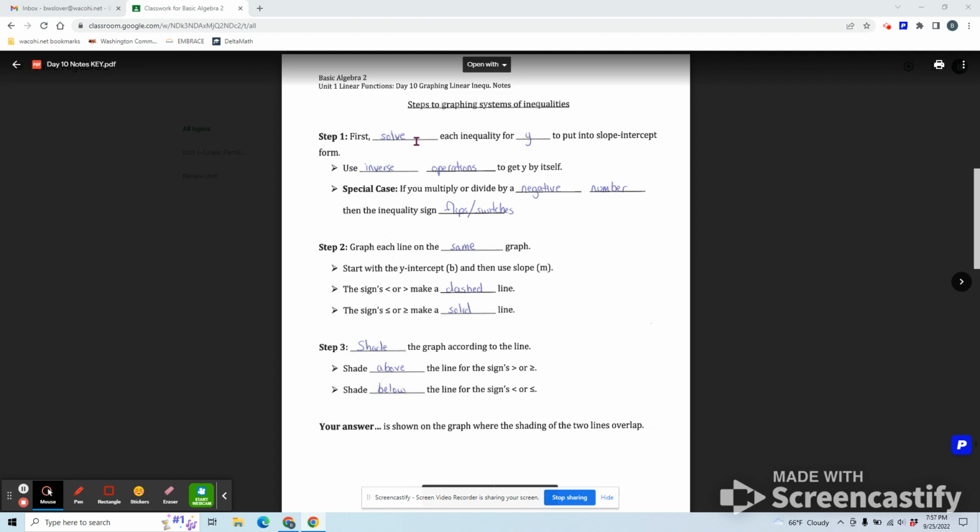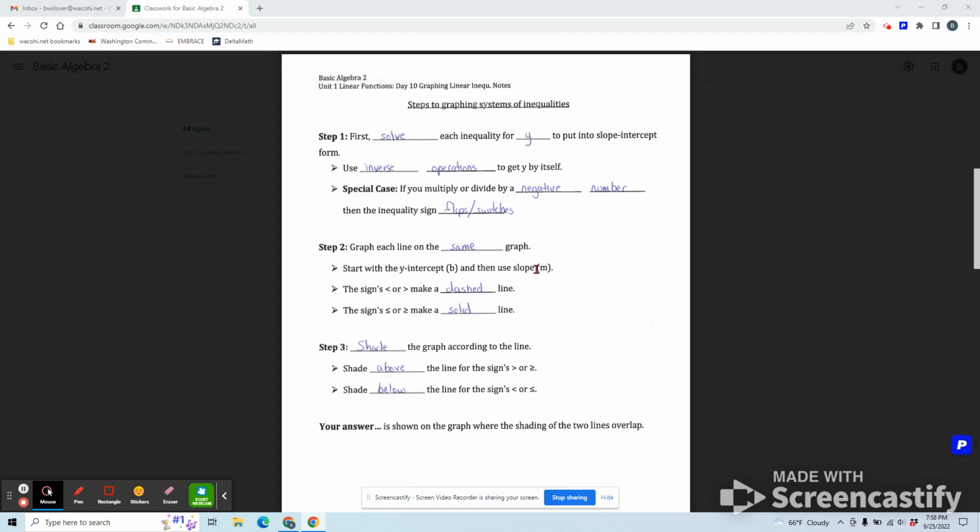Step 2, once it's in slope-intercept form, is you're going to graph that line. You're going to start with the y-intercept and use the slope. Remember, your slope is your rise over your run. If you have a dashed line, it is because it is less than or greater than. If you have a solid line, which means it includes those ordered pairs on the line, then it's going to be a less than or equal to or a greater than or equal to.